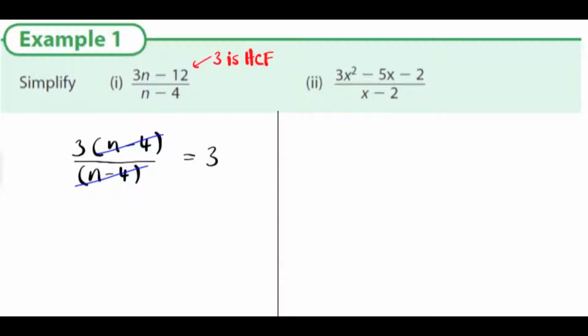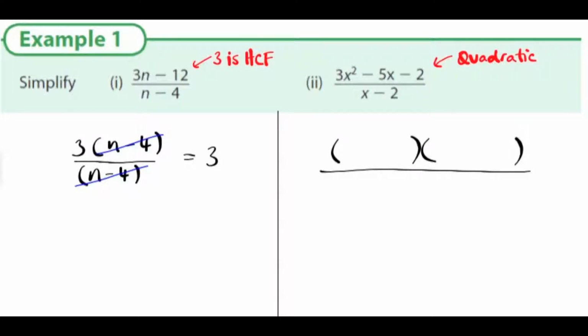Let's look at the second example. In the second example, you might notice that we have a quadratic above the line. Our numerator is a quadratic. So we're going to use quadratic factorization on this. Below the line, we have x minus 2. And we draw two big brackets. We want to factorize this quadratic.